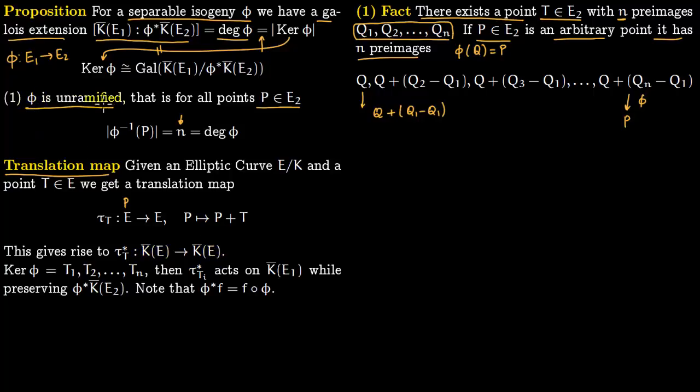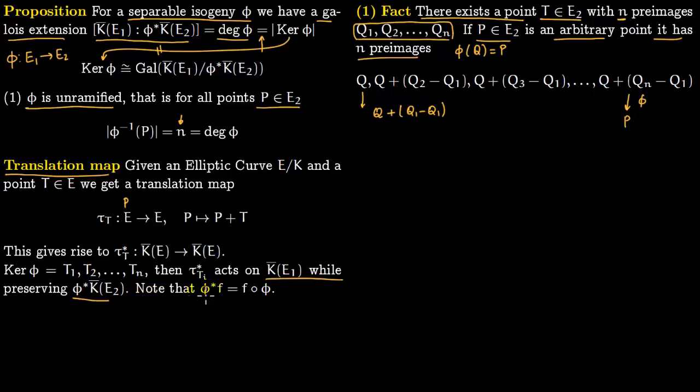Now look here. Phi is unramified, so for the inverse image of a point there are n points. For the kernel of phi, you can take the inverse image of a special point and there will be n points like this, T1, T2 all the way to Tn. All these points are living in E1. Then this tau star Ti, the translation map for each of these points, will act on K(E1) while preserving phi star of K(E2). This is what we will show.